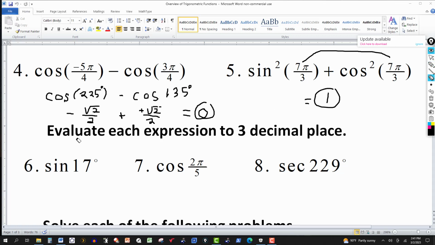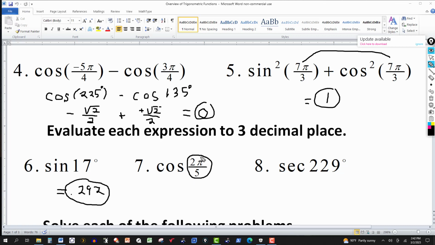The next one, evaluate each expression to 3 decimal places. In this set of problems, you'll use a calculator. Make sure your calculator is set to degree mode, and that's just a matter of hitting your sine function, entering 17, and then rounding off. This is going to be 0.292. Now the next one is cosine of 2 pi over 5. Of course, this now is in radians.